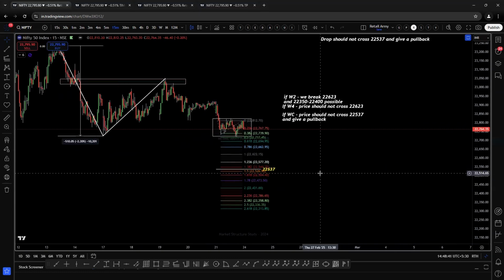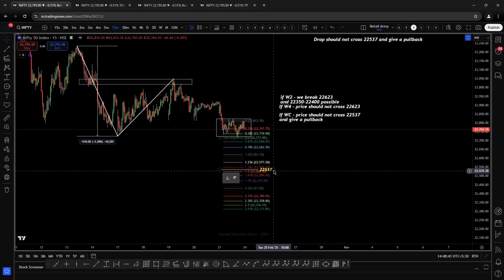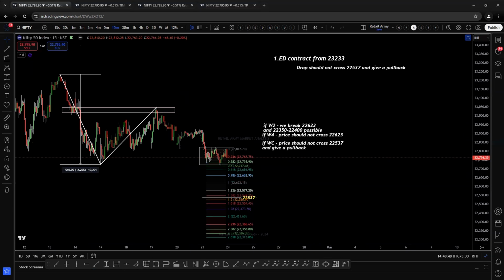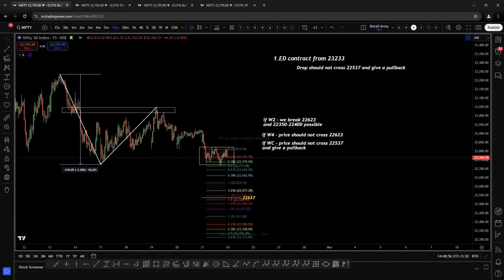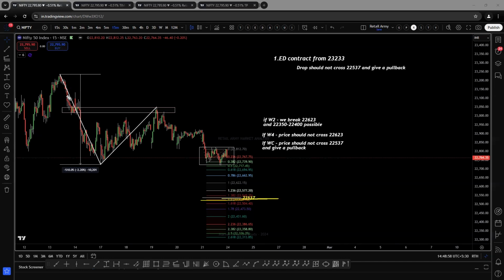But the question here is, sir, in any chance if 22,537 breaks next week, what happens then? Because this is a wave 2, right? Wave 2 possibility is what? 22,300 to 22,400. In that case, if it breaks, we have to change the entire count, right? So these are the three possibilities right now on a smaller time frame to track here.